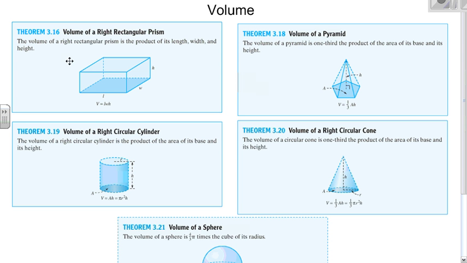So for a rectangular prism, it would just be the length times width times height, because you're thinking of the base, which would be length times width, and you just keep on stacking and stacking and stacking until you get the appropriate height. So it's repeated addition, which is multiplication.